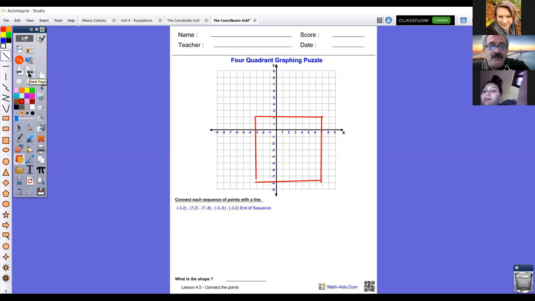But it's kind of interesting because eventually you're going to be able to look at a line. Do you remember how we found the slopes of lines, and there are formulas for finding those lines? All right. So that's one of the things that we're going to be working towards eventually.